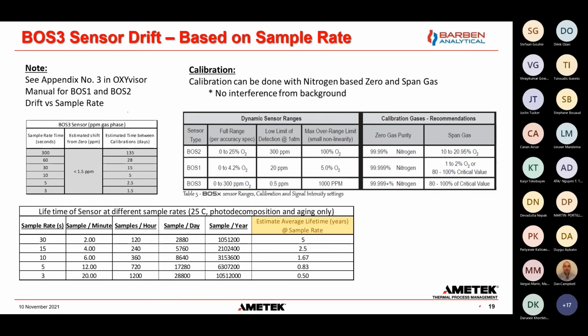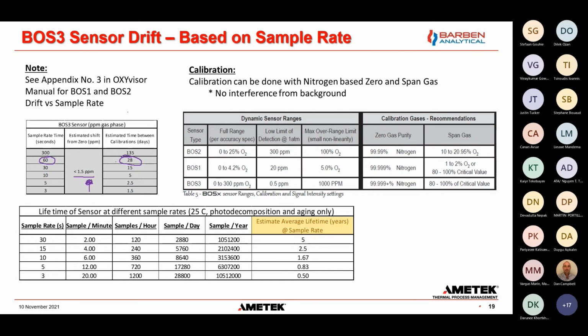So for instance, a lot of the times our customers use sample rates of once every 60 seconds. And you can see that over a time of 28 days, or nearly a month, we can say that we would have less than 1.5 parts per million of drift in the upward direction. Okay, it's always in the upward direction. All of our drift and all of our failures are in the upward direction. So with a 60-second sample rate, less than 1.5 ppm of drift over 28 days. So that's what this says.